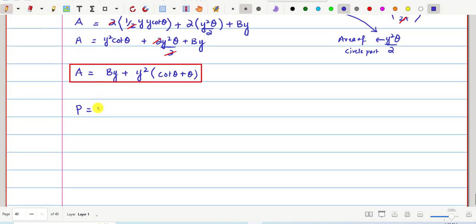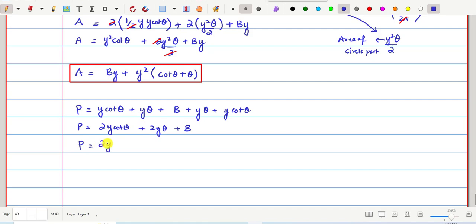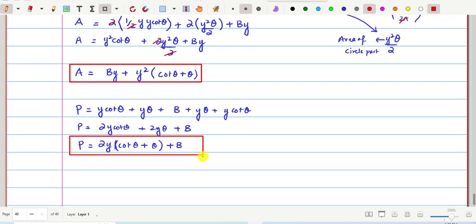What is that? This is y cot theta plus y phi plus b plus y phi plus y cot theta. When you further simplify it, 2y cot theta plus 2y theta plus b. Okay, here 2y is common. If we take 2y as common, the equation will become 2y into (cot theta plus theta) plus b. This is the equation for weighted parameter of trapezoidal section. Got it?